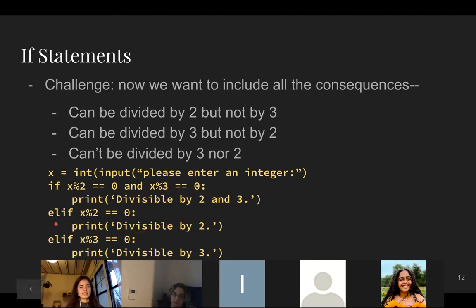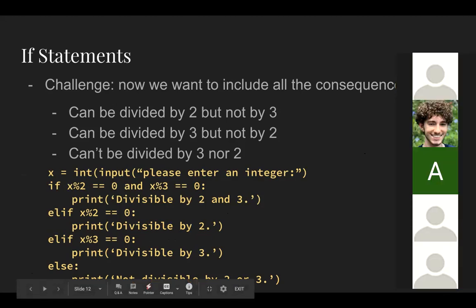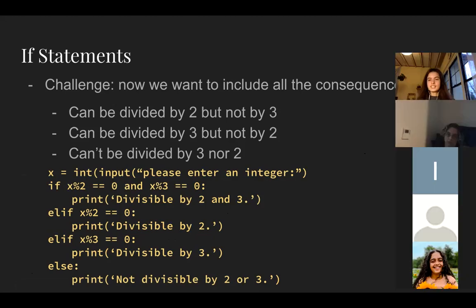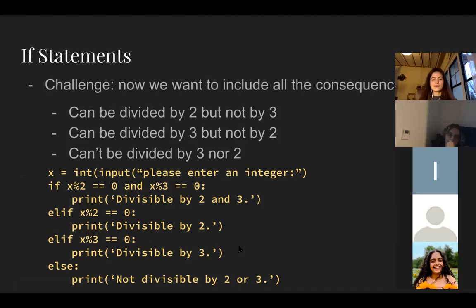Then I'm checking if it's divisible by 2. If that's the case, I'm printing divisible by 2. And then I'm checking if it's divisible by 3. And then my else statement encompasses the fact that it's not divisible by either of these numbers. Did anyone solve this or think about solving this differently or have any questions about what I did to solve this problem? Okay, awesome.